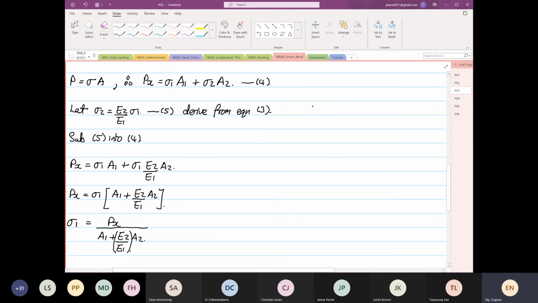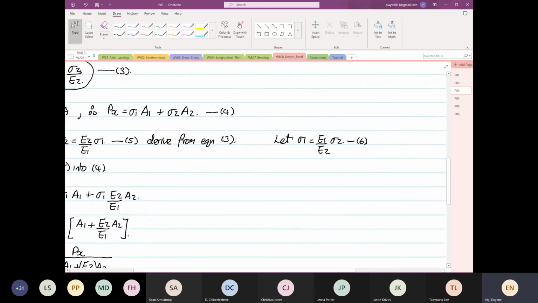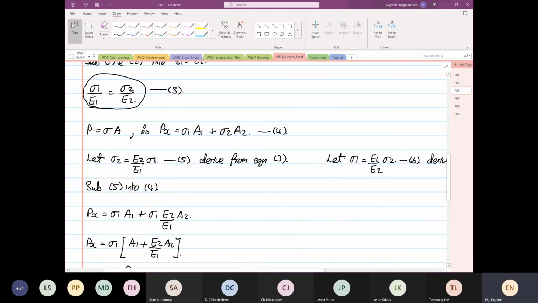Now, what if we let stress 1 equal E1 over E2 times stress 2? I'm going to call this equation number 6, and this is also derived from equation number 3. So I just manipulate this equation over here.